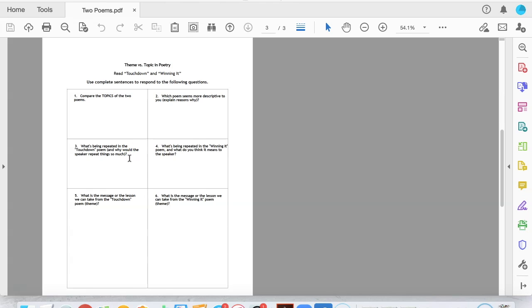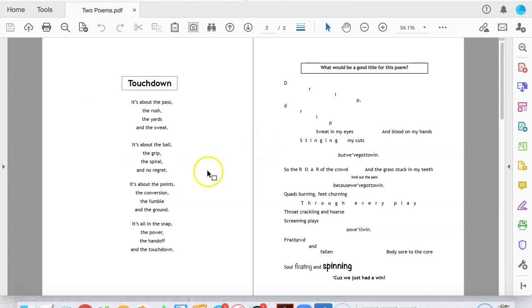Okay, and then kind of the same thing on question 4. What's being repeated in the Winning It poem and what do you think it means to the speaker? Like, what is all the repetition? Why would a writer do that? A lot of times we repeat things based on how we're feeling about them.